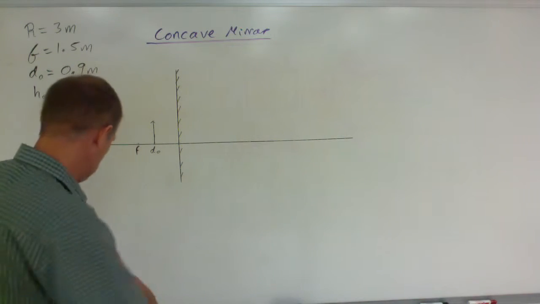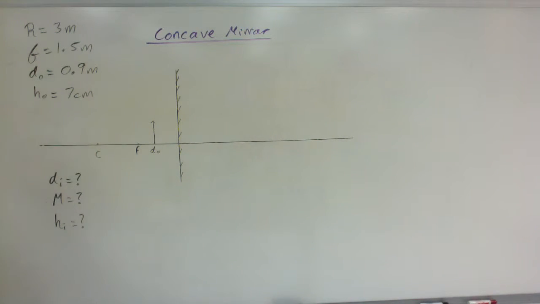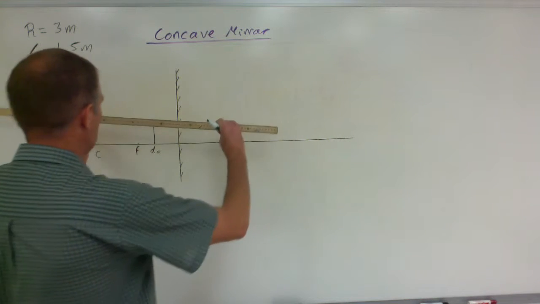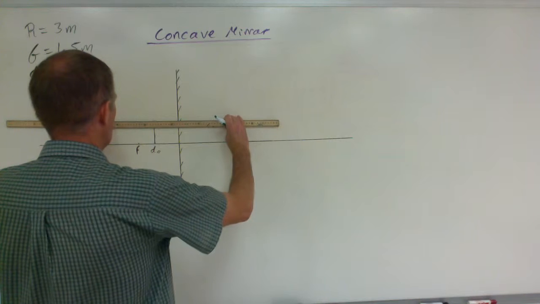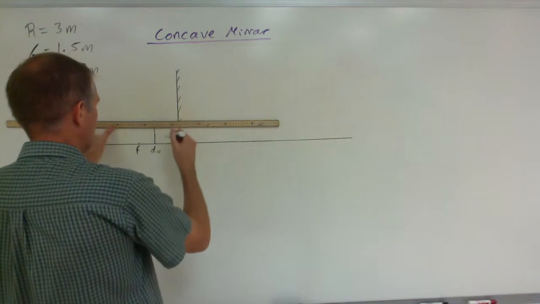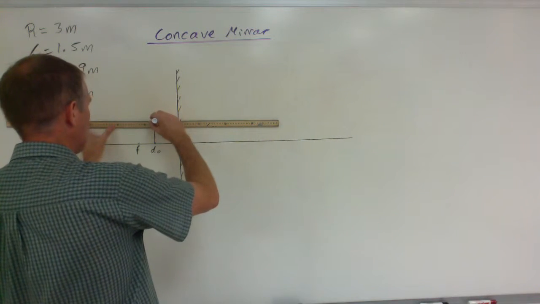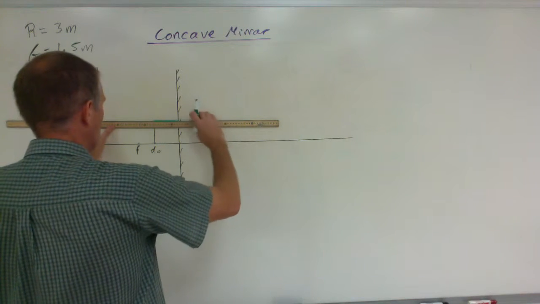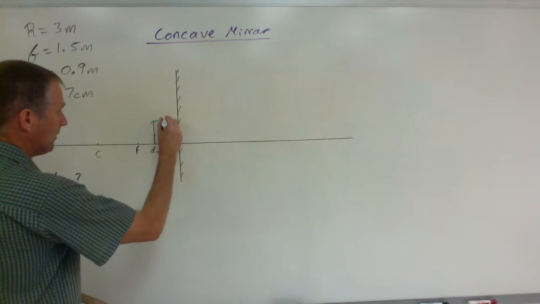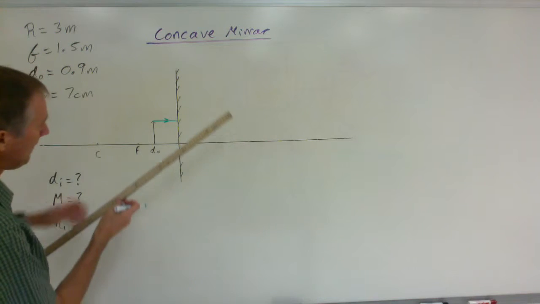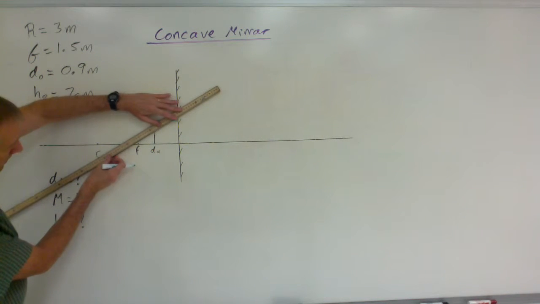So we're going to draw the first ray. We always draw the same first ray, parallel to the principal axis. The one parallel to this principal axis is the one in black. Go from the top of the object into the mirror. This is a ray, so put an arrow on it. And then it reflects through the focal point.